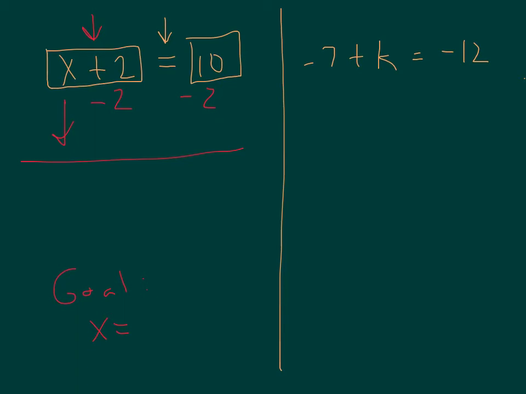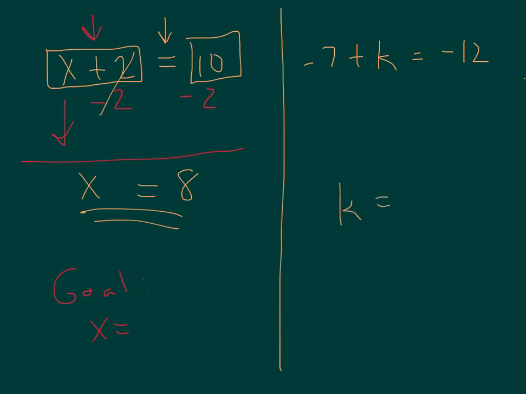So what happens? x drops down, 2 cancels out to become 0, and 10 minus 2 is 8. Goal accomplished. The variable is isolated. We solved our equation. Next version. The variable is on the right side in this equation. Still, it's the same goal. The goal is to get k by itself.